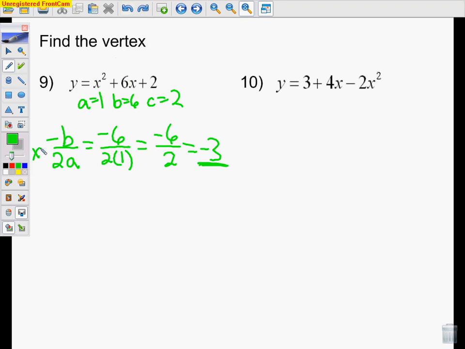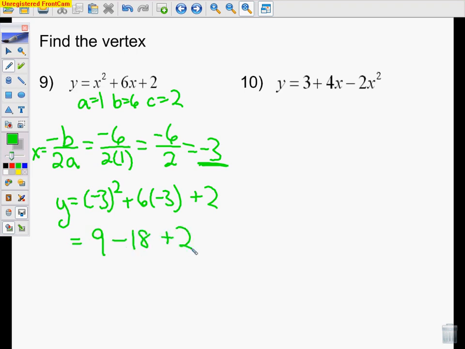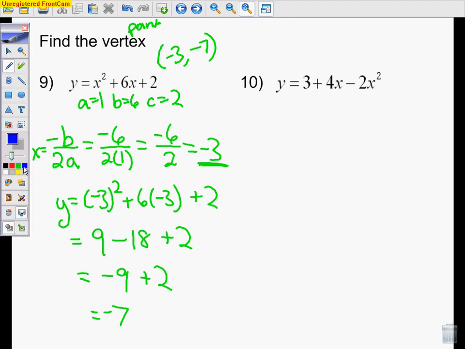You take that negative 3 and you plug it in for the x's to find your y. Okay? So let's go ahead and plug that in. Y equals negative 3 squared. Don't forget, when you square a negative number, put it in parentheses. Plus 6 times negative 3 plus 2. Negative 3 squared is 9. 6 times negative 3 is negative 18. And then we're going to bring down that plus 2. 9 minus 18, this is negative 9. Negative 9 plus 2 equals negative 7. Alright, so our ordered pair for our vertex is negative 3 for x and negative 7 for y. Remember, the vertex is going to be a point on your parabola, so always be careful to put the x and the y coordinate.